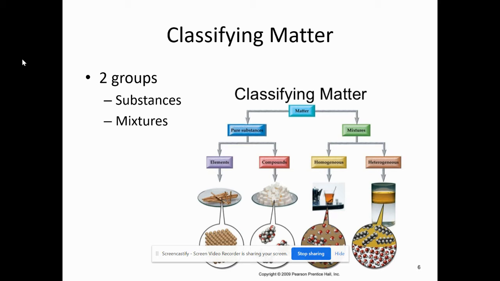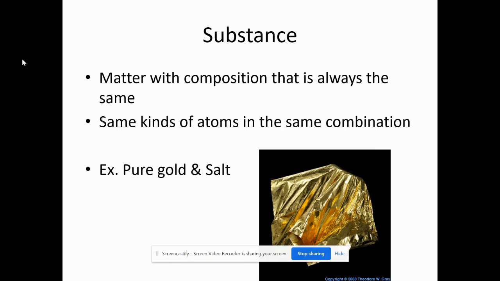We can classify matter into 2 groups, substances or mixtures. A substance is matter with a composition that is always the same. For example, they have the same kind of atoms in the same combination. This includes things like pure gold and the salt you put on your French fries.